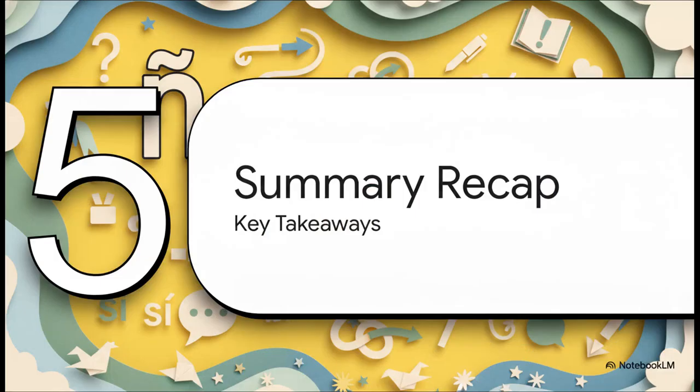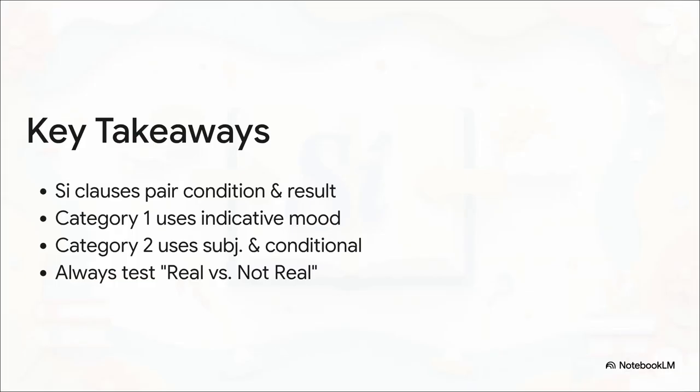All right, we are at the finish line. Quick summary recap time to lock all this amazing information in. To wrap this up, C clauses simply pair a condition with a result. That's the whole shebang. Right. And category 1 is for those possible, likely situations. It uses the indicative mood, present paired with present, future, or a command.